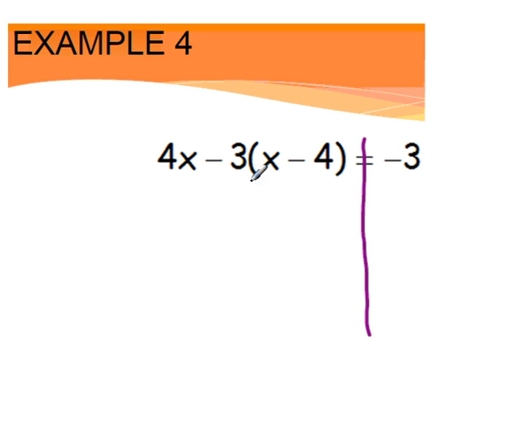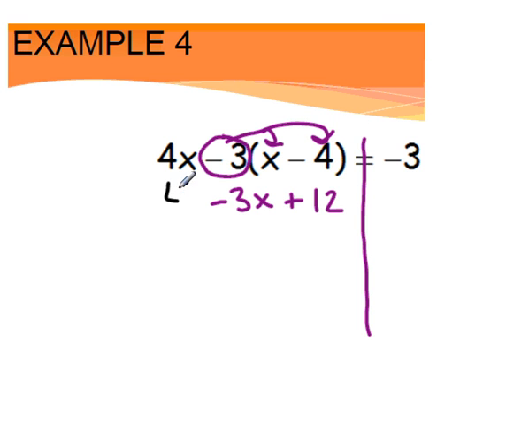But we always want to start with the distribution, because distribution is multiplication, which would come before addition in your order of operations. So we're going to take that negative 3 and we're going to distribute it. So the negative 3 times x is negative 3x, and the negative 3 times a negative 4 is a positive 12. I can then bring down the 4x from the beginning, and it equals negative 3.